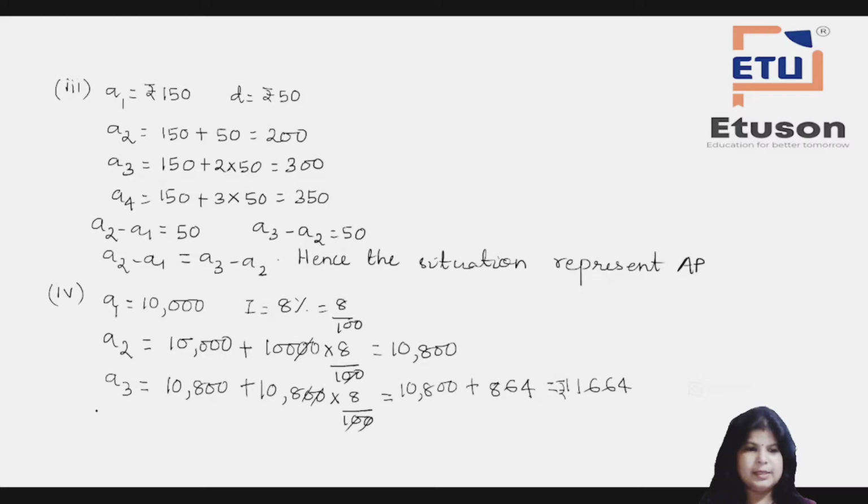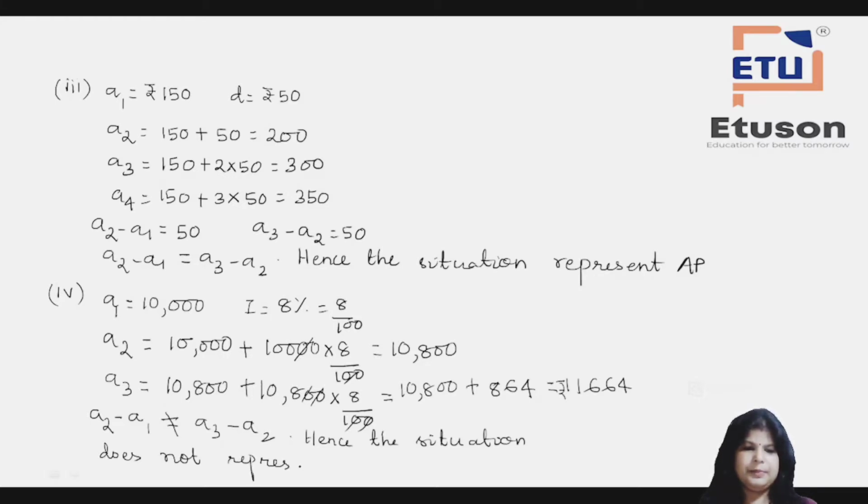Now look at the difference. Is A2 minus A1 equal to A3 minus A2? No, A2 minus A1 is definitely not equal to A3 minus A2. Check it. So here the difference was 10,800 minus 10,000. It is 800. Here the difference is 864, which is not same. Hence, the situation does not represent an AP. Correct?